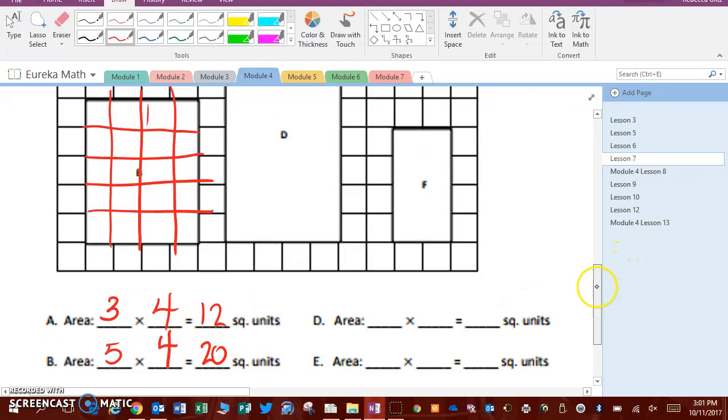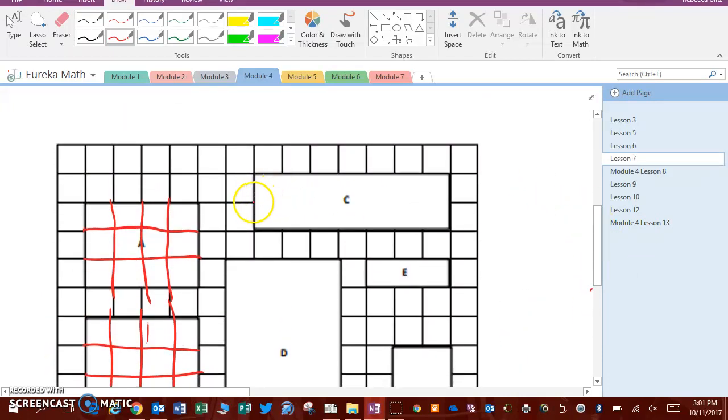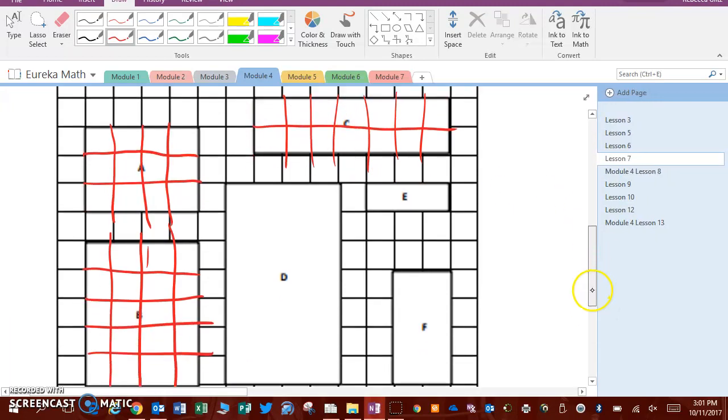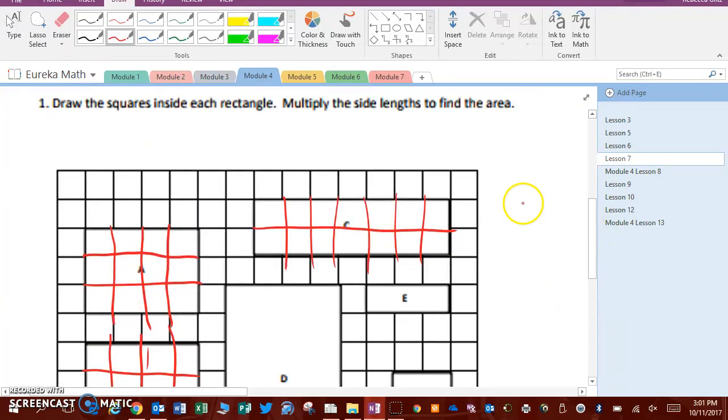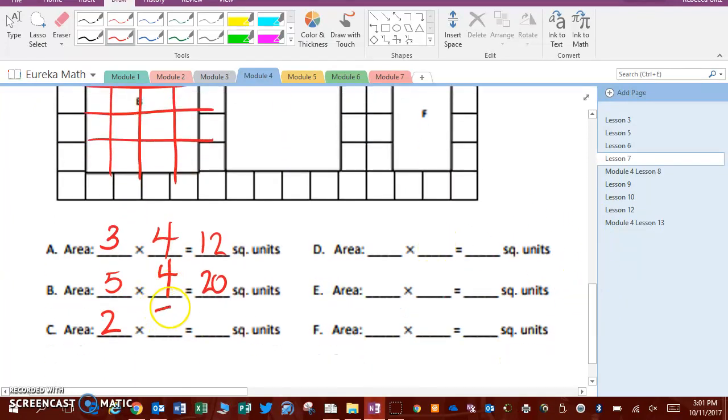Okay. Letter C. One line through the middle. And then 1, 2, 3, 4, 5, 6 more lines there. So I can see there's 2 rows. So I'm going to go down, fill in the 2, go back up. How many is in one group? 1, 2, 3, 4, 5, 6, 7. Big number. 2 groups of 7 are 14 square units.